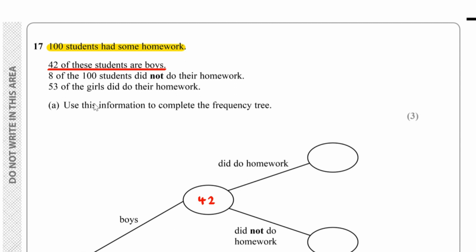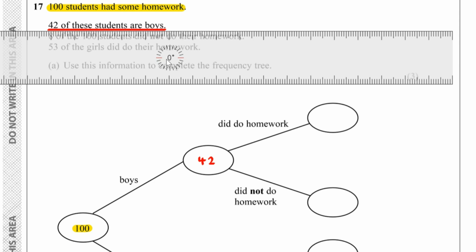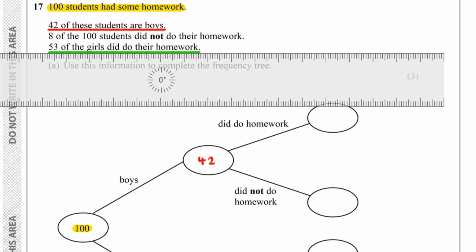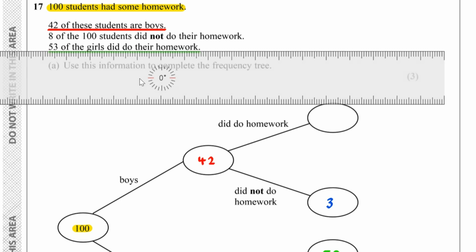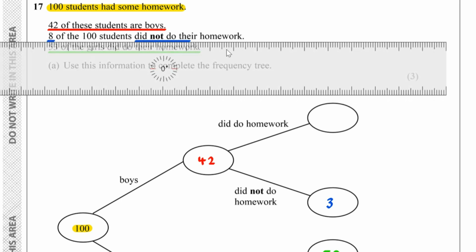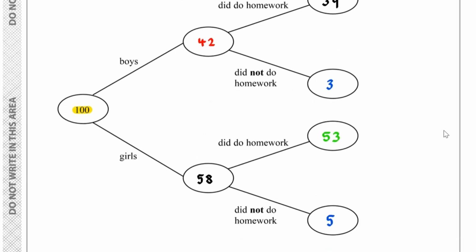Then it says 8 of the 100 students did not complete the homework, so we've got 8 in total who did not complete the homework, and we are also told that 53 of the girls did do the homework. So we've got 53 girls who did the homework, which means there's 5 who did not do the homework, who are girls, and if I add that to 3, we would have altogether 8 who did not do their homework. So the number of boys who did do their homework, 42 subtract 3, is 39. Here is the completed frequency tree.